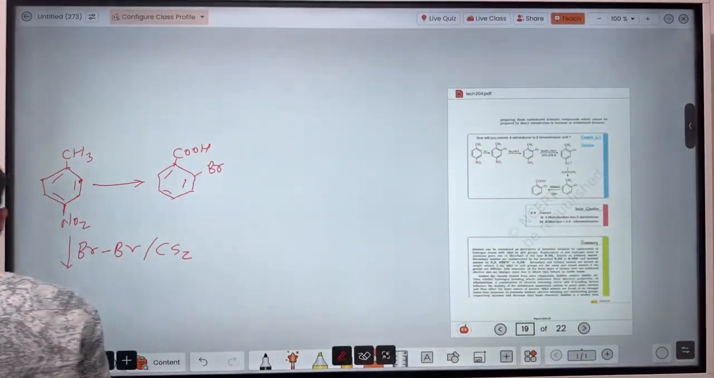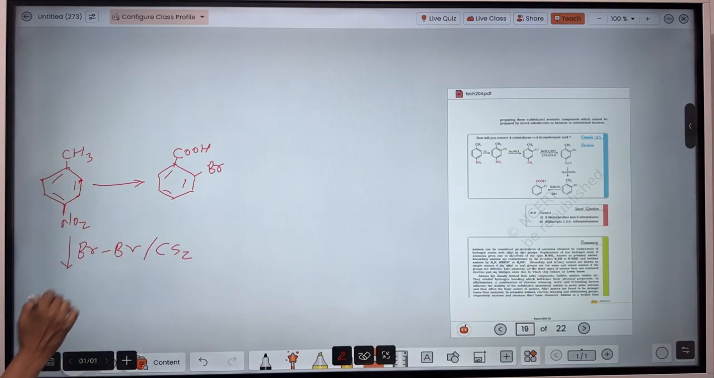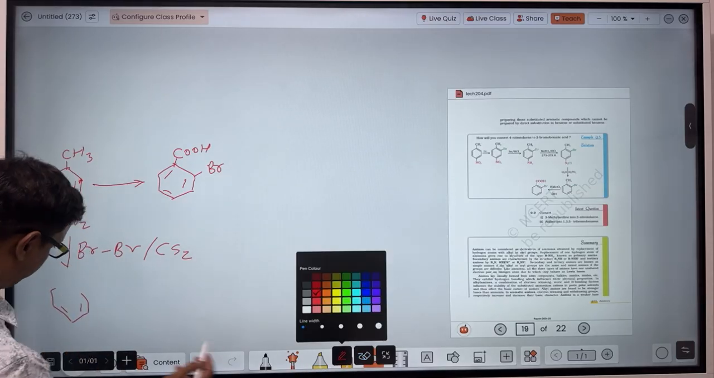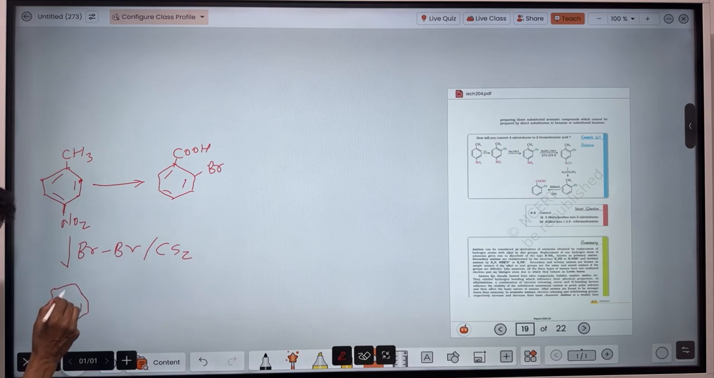So what happened? From here, one hydrogen will combine with this bromine to form HBr and another bromine will get bonded. So the structure will be: bromine will get bonded to the ortho position. This done. Then after, the challenge is to remove this NO2.